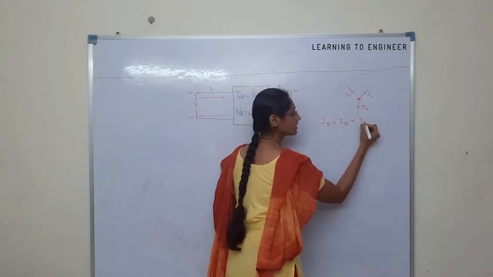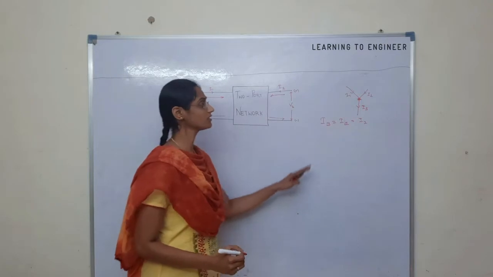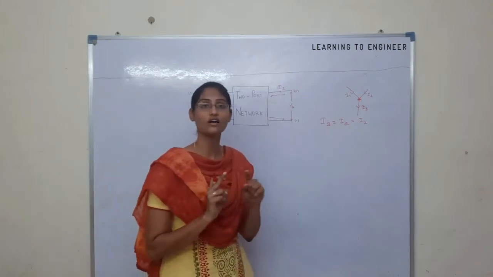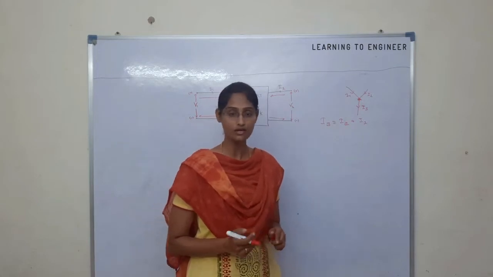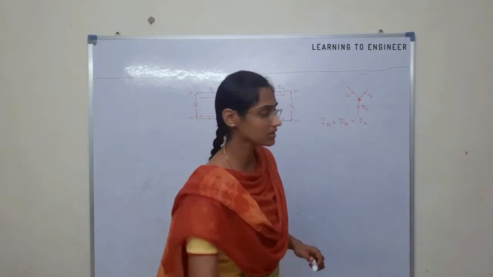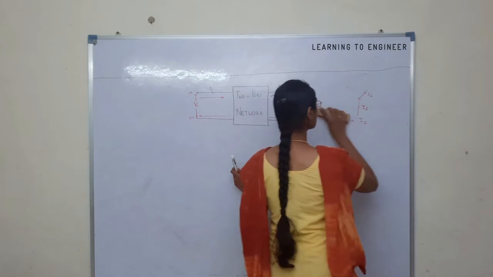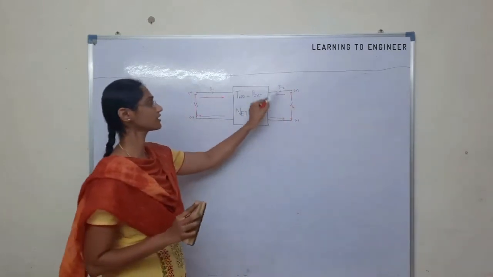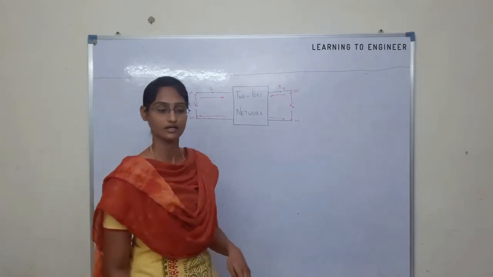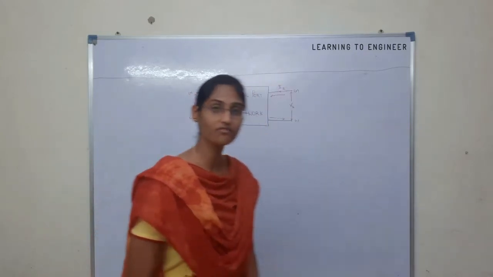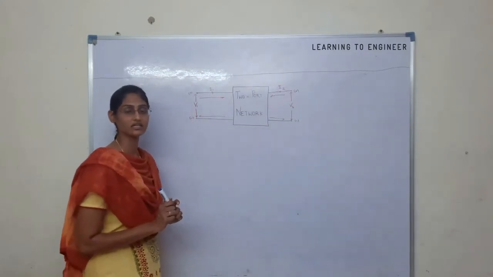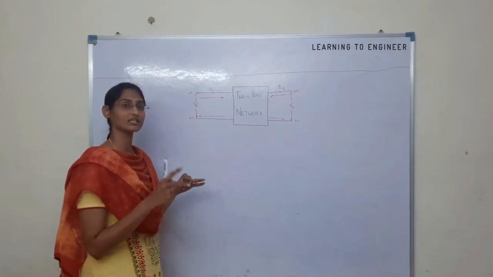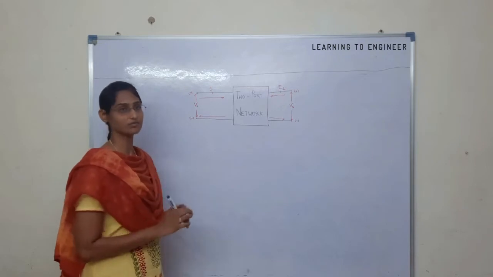I1 plus I2. Okay, so this is what a node is and this is what a port is. Both terms are not interchangeable. So in analyzing all this, we make use of the input voltage, input current, output voltage and output current. We have four methods of analyzing it. One is Z parameters, next is Y parameters, the other ones are hybrid and transmission parameters.